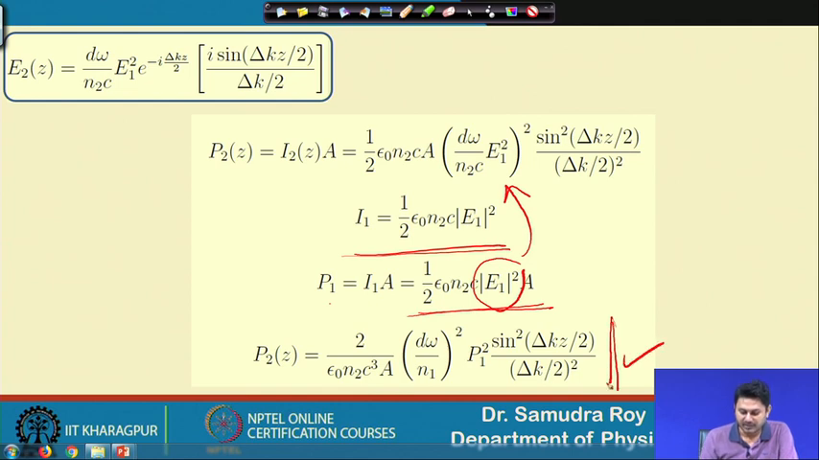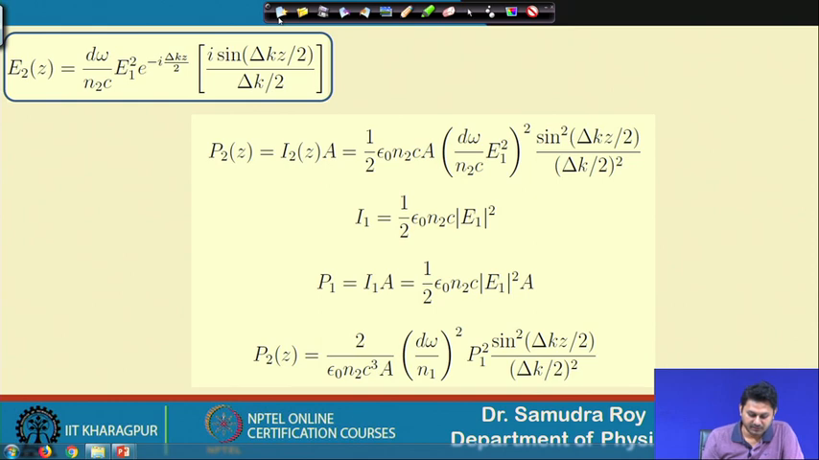So, this expression is important, because in this expression we try to find out what is the power of the second harmonic, and in the right hand side we find that the power of the second harmonic depends on a few things. Physically you need to understand very carefully what are the terms on which this power depends. So, you will find that there is the term d sitting here.